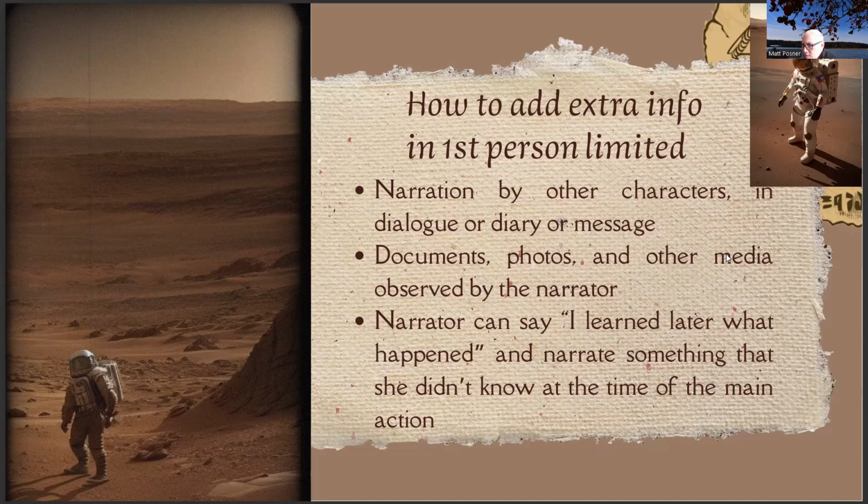You can also, very sparingly, and be very careful about this, have the narrator say, I learned later what happened, and then describe something that she didn't know at the time of the main action. If you do this constantly, it will probably annoy the readers, but it has gotten me out of a jam a few times to do that.